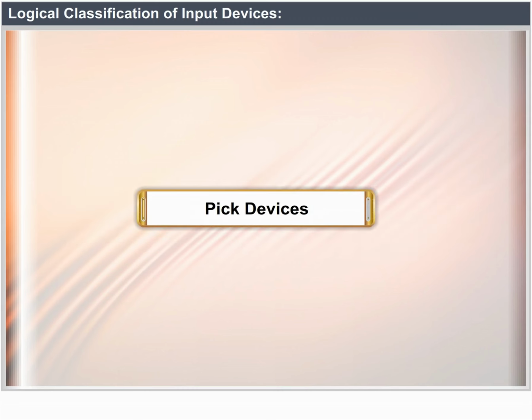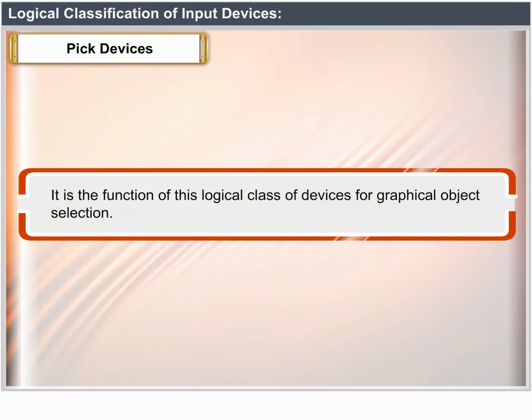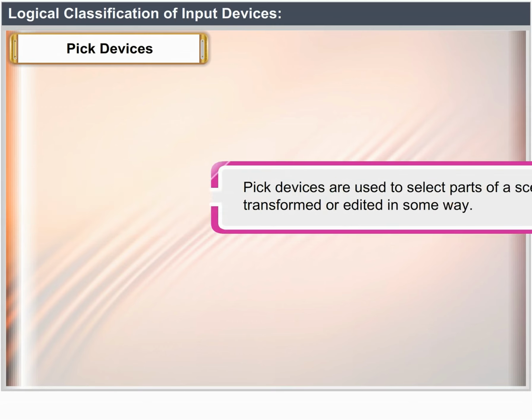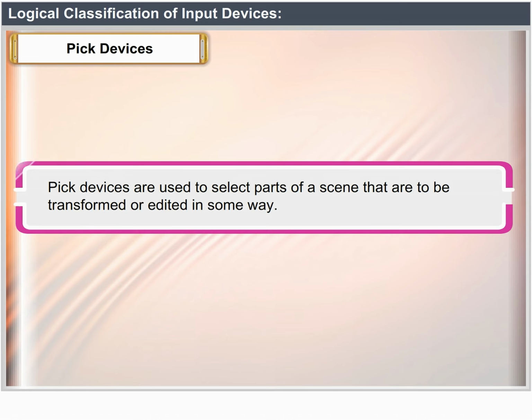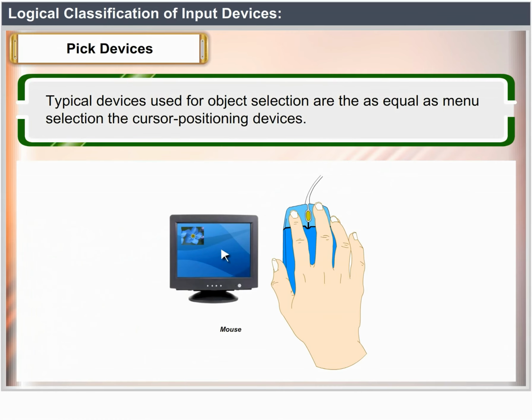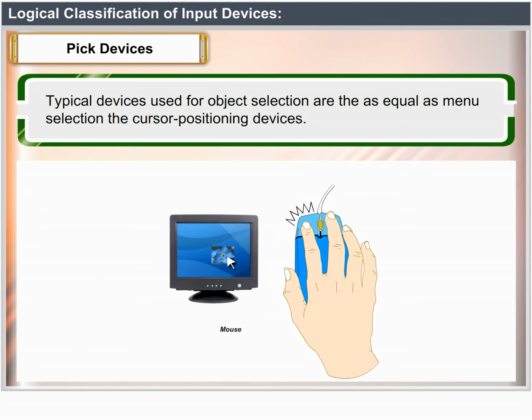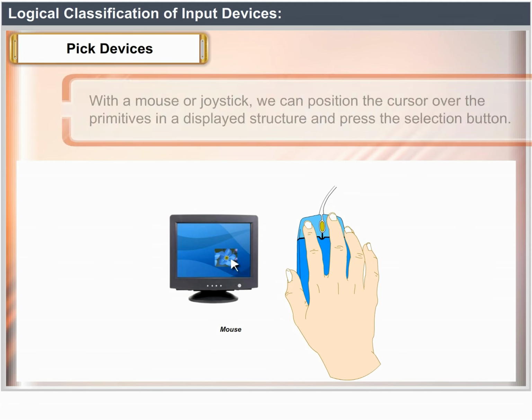PIC devices. Graphical object selection is a function of this logical class of devices. PIC devices are used to select parts of a scene that are to be transformed or edited in some way. Typical devices used for object selection are the same as those for menu selection, the cursor positioning devices.